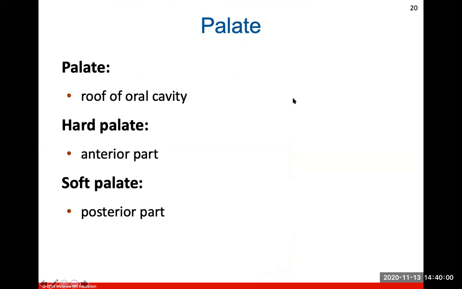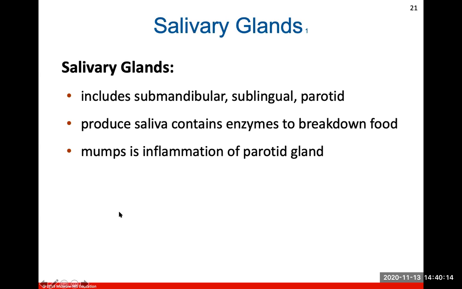exposed. The palate in your mouth is the roof of the oral cavity, and the hard palate is the anterior part, and the soft palate is the posterior part. Your soft palate will elevate when you swallow food so that food doesn't go into your nasal cavity.